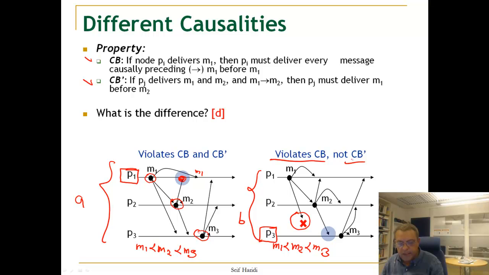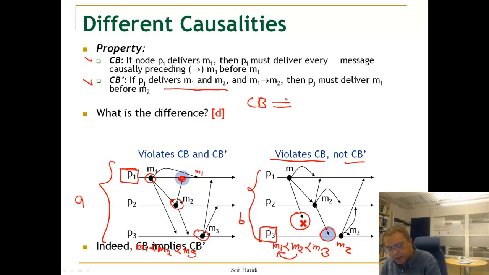First, because CB prime requires in the precondition that two messages are delivered, but M1 is never delivered. Whereas CB says if this message, which is M2, is delivered, then all preceding messages should be delivered. In this case, M1 should be delivered. So indeed, what we have is CB implies CB prime, but CB prime does not imply CB, because here we have a situation where CB prime is true, but CB is not true.